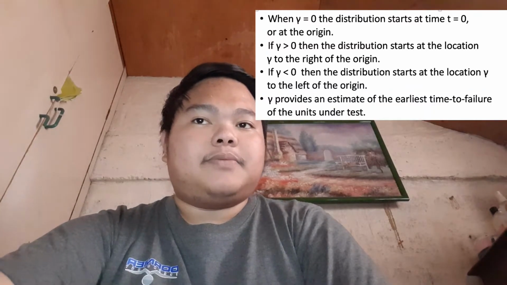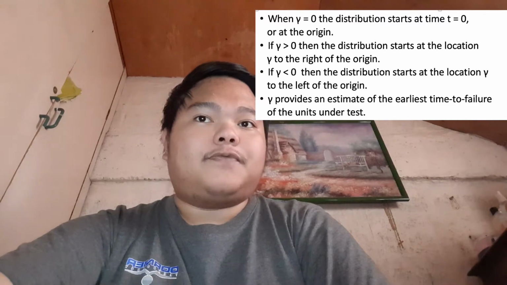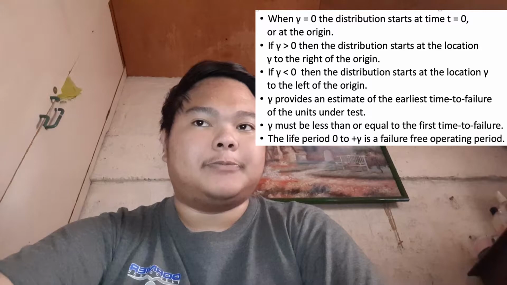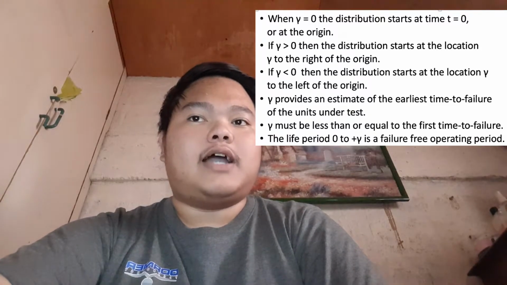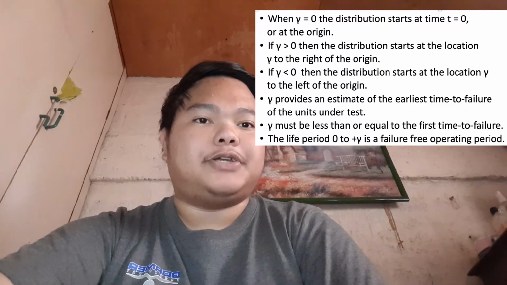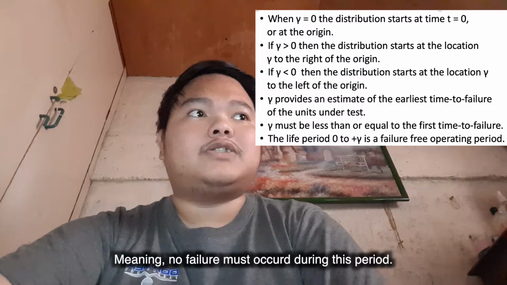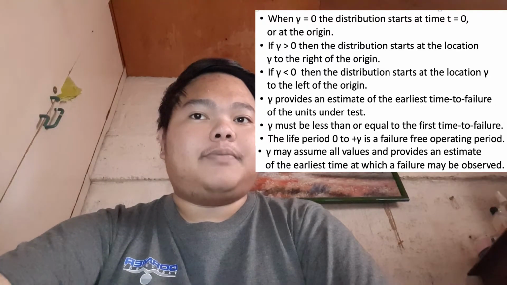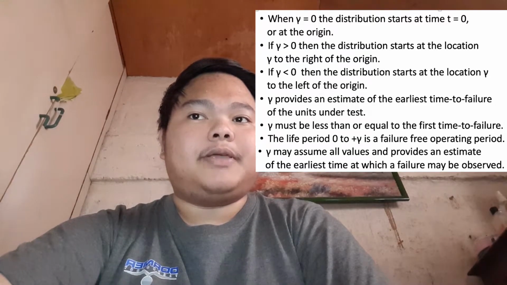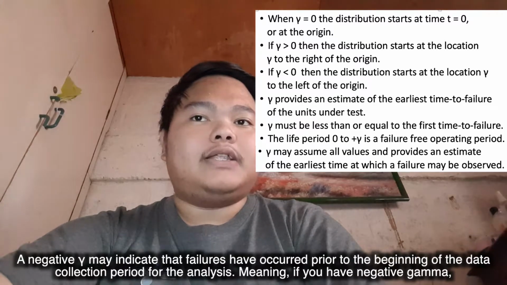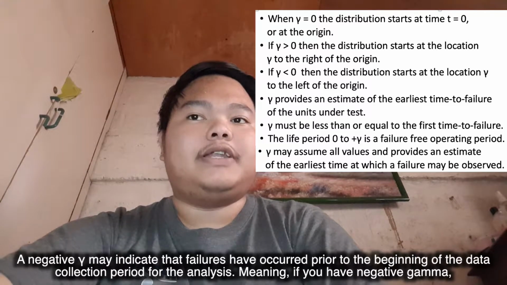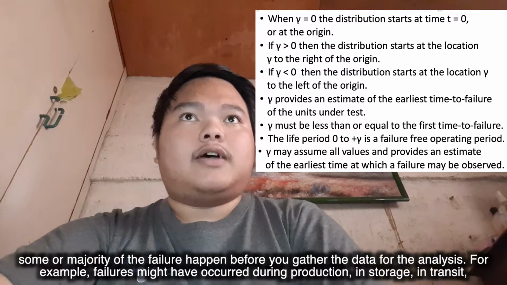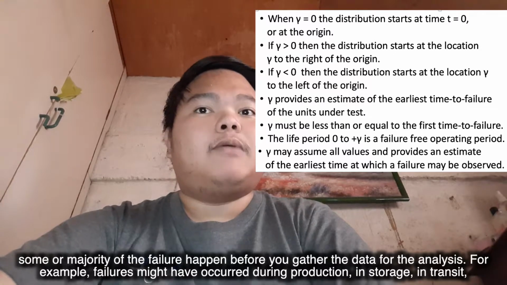Gamma provides an estimate of the earliest time to failure of the units under test. Gamma must be less than or equal to the first time to failure. The life period of 0 to gamma is a failure-free operating period, meaning no failure must occur during this period. Now, gamma may assume all values and provide an estimate of the earliest time at which a failure may be observed. A negative gamma may indicate that failures have occurred prior to the beginning of the data collection period of the analysis, meaning if you have a negative gamma, some or the majority of the failures happened before you gathered the data for the analysis.